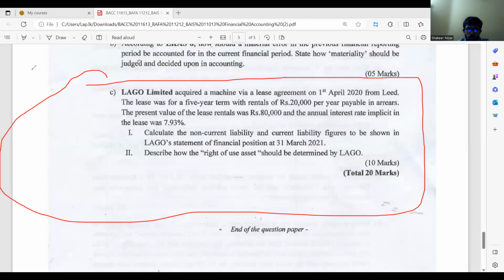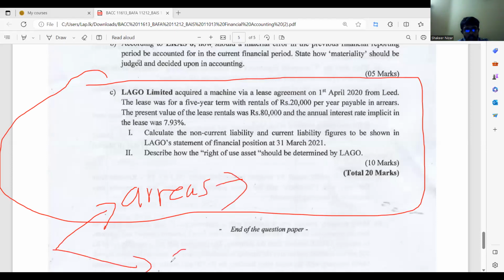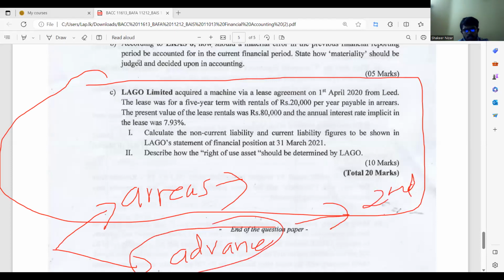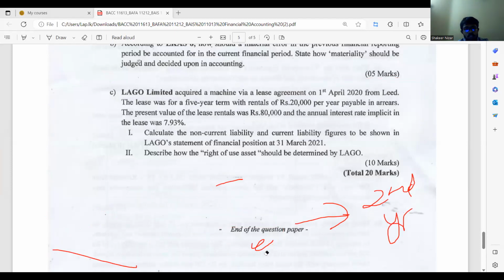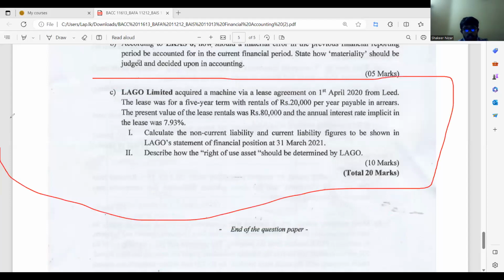In leases we also have two types: payable in arrears, meaning at the end of each year you make the payment, or in advance, at the beginning of the year. Payment in advance is not at your level; that is in the second year, I think, as we have not yet learned those things. But if you are doing Chartered at corporate level, you definitely want a thorough understanding of that particular area. The implicit rate of return is given as 7.93%.